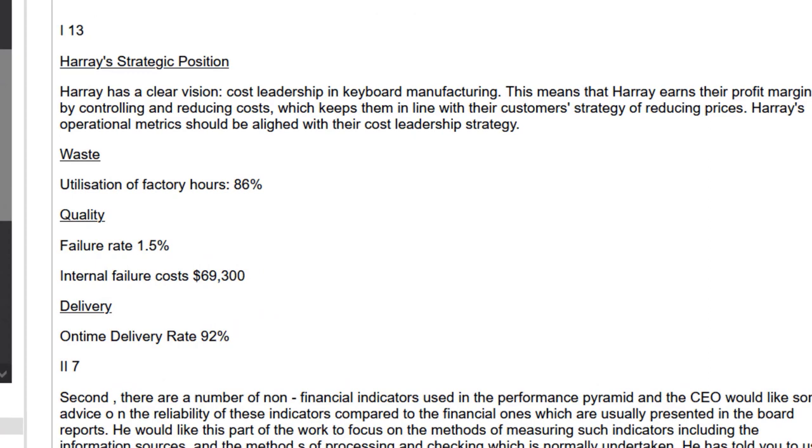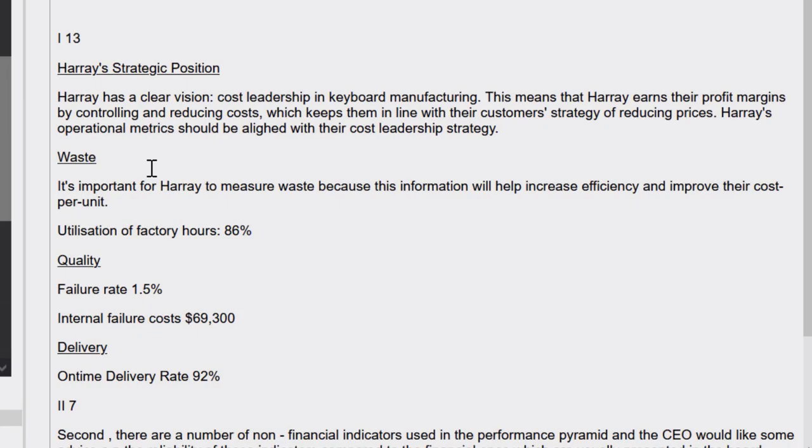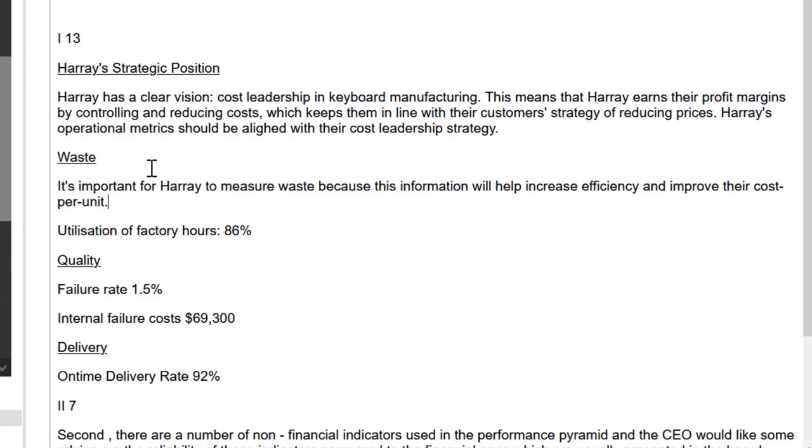Next thing to do is to go under each heading from the performance pyramid. Those are the operational parts of the performance pyramid. Let me say why it's important that we measure each area. How is this linked to the overarching objective of the company? And then let's evaluate that metric. Internally, waste. Why should Harray measure waste? It's important for Harray to measure waste because this information will help increase efficiency and improve their cost per unit. I'm showing the link there to the cost leadership strategy that they use.